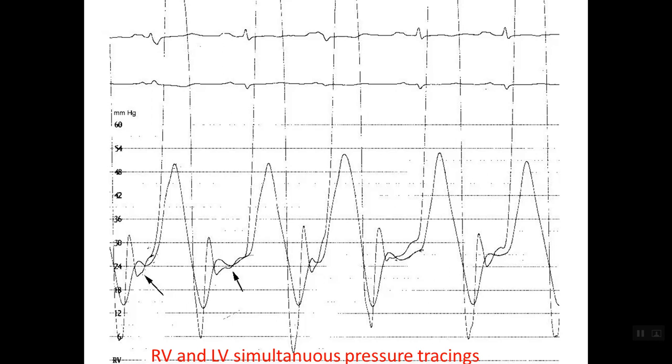These are the RV and LV simultaneous pressure tracings. What you notice here, apart from the systolic pressures, is that all the diastolic pressures are very similar, and this is the square root sign, which is very clear for restrictive heart disease, whether it be constrictive pericarditis or restrictive cardiomyopathy. The square root sign of the diastolic pressures: you will find the atrial pressures, the pulmonary diastolic pressures, and the end diastolic pressures in the ventricles the same. They're restrictive syndrome, whatever it is.